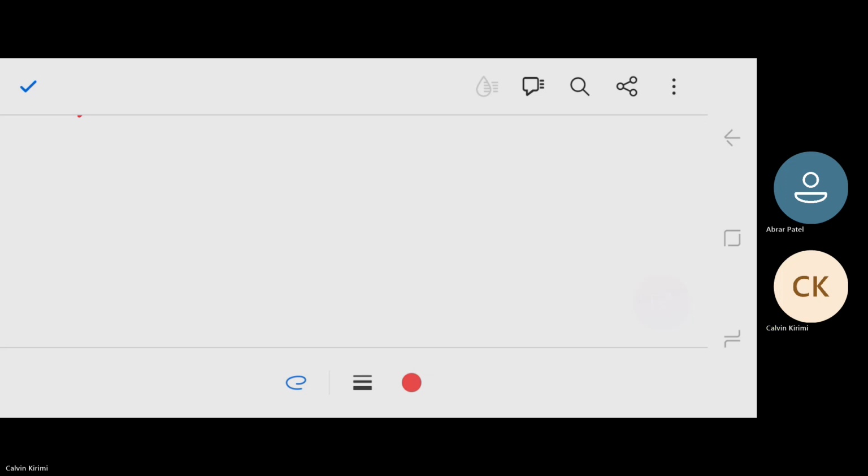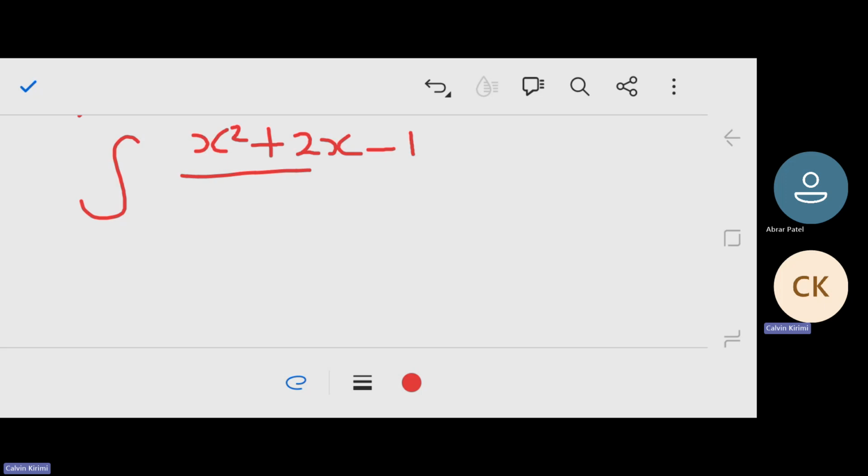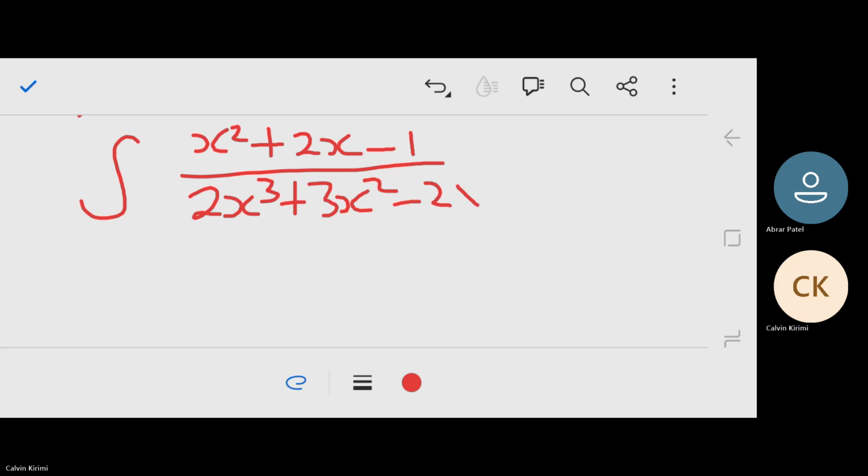Let's say the integral. I'm taking it from one of the study guide notes from Makoshi. Integral of x squared plus 2x minus 1 over 2x cubed plus 3x squared minus 2x dx, always with respect to x.